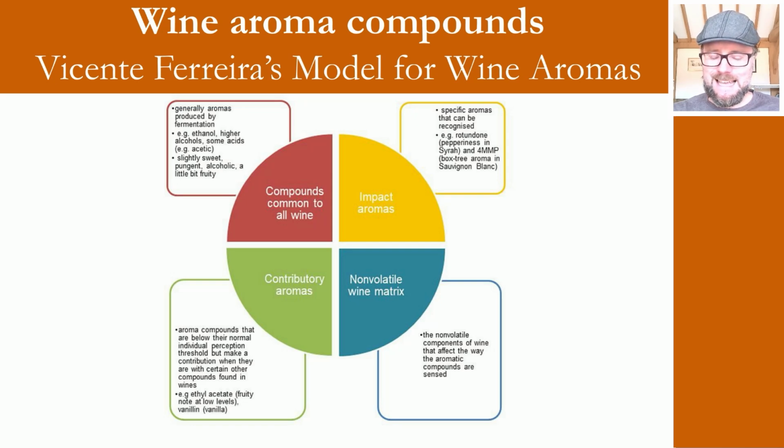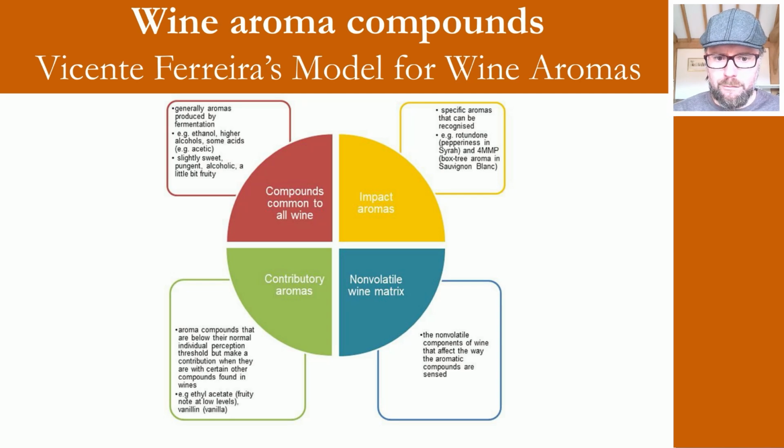This complexity is depicted in the diagram of Vincent Ferrara's model for wine aromas. You'll see that's listed at the top. This is talking through, in yellow there, the impact aromas, so really specific aromas which can be identified. Things like Rotundone, for example, which is the peppery compound that one finds in things like pepper, juniper, cloves, and so on. And we find it in wine like Syrah, for example, and Gruner Veltliner. Things like the 4-MMP thiol, which is a box tree aroma in Sauvignon Blanc, for example.